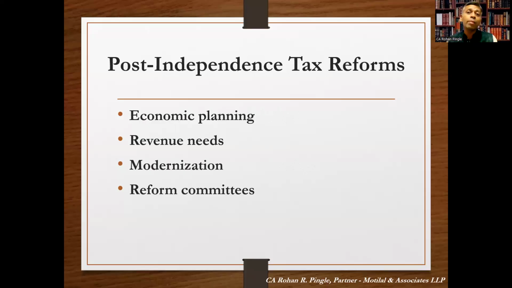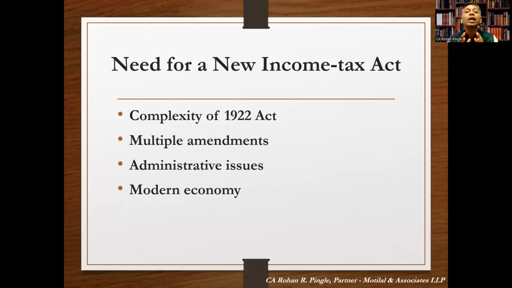So here, after independence, that is 1947, India adopted planned economic development. Government required what? Greater revenue, of course, that was the need of that time, improved administration also, and a better compliance system. So several committees examined the taxation reforms and recommended modernization. And then they also recommended the need for a new income tax act because of the complexity of the 1922 Act.